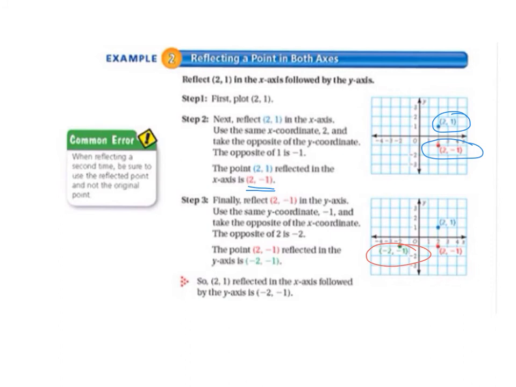Let's look at the common error. It says when reflecting a second time, be sure to use the reflected point and not the original point. So be careful with that. So the second time you go to reflect, down here in step 3, you use the point that you reflected, not the original point. Otherwise, you would end up with your second reflected point up here in the second quadrant.